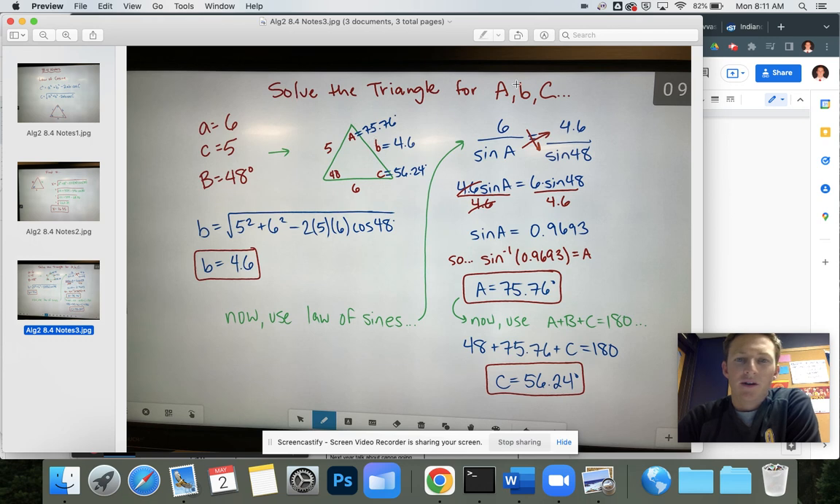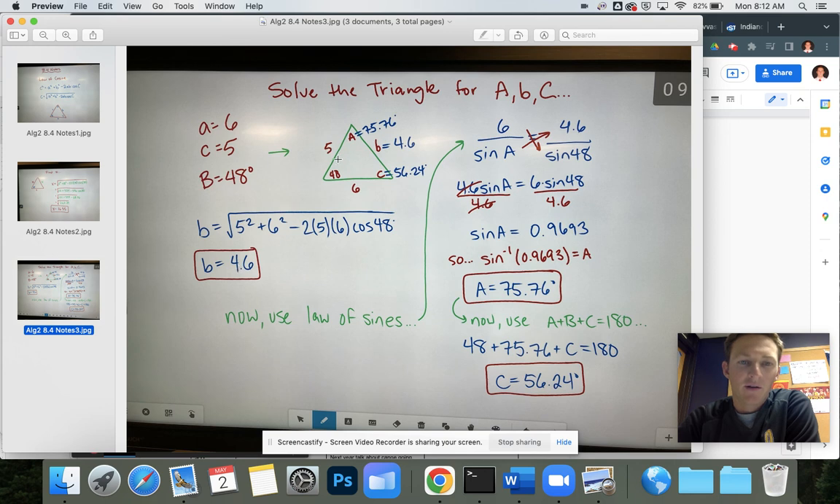Lastly, we're going to solve this triangle for the other angle and the other side. Well, let's use law of cosines to find the side first. So we have angles A, B, and C, which means we have sides a, b, and c directly opposite of those. So we're going to use the law of cosines to find side b with 5, 6, and 48 as the angle right there. So b equals the square root of 5 squared plus 6 squared minus 2 times 5 times 6 times cosine of 48. Again, we just plugged in all three of these pieces of information into our law of cosines. We figure out that the side b is 4.6.